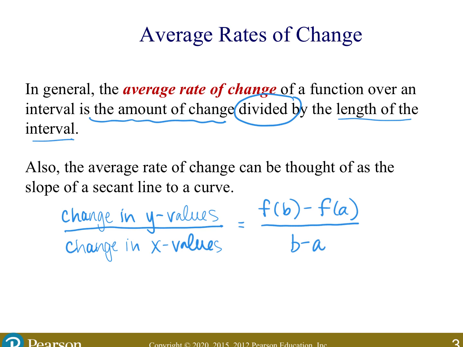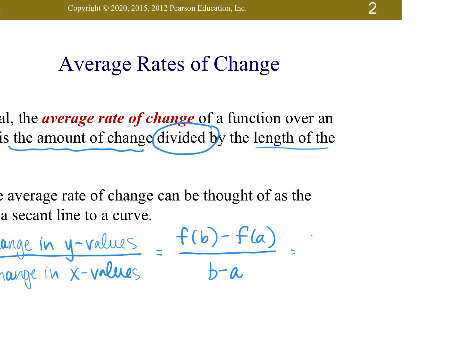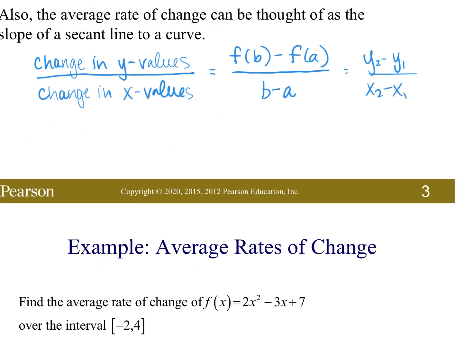What does that look an awful lot like? What formula have you memorized before? Yes, it is the slope formula, y2 minus y1 over x2 minus x1. It's exactly the same. So this is the definition of the average rate of change. Anytime someone says, find the average rate of change, this is what you do. You're calculating the slope between any two given points.